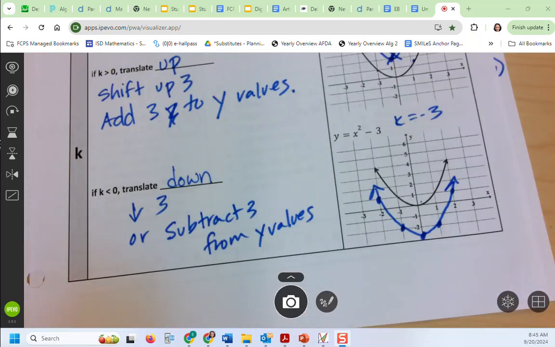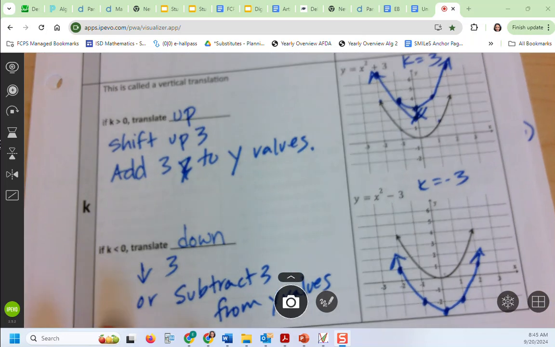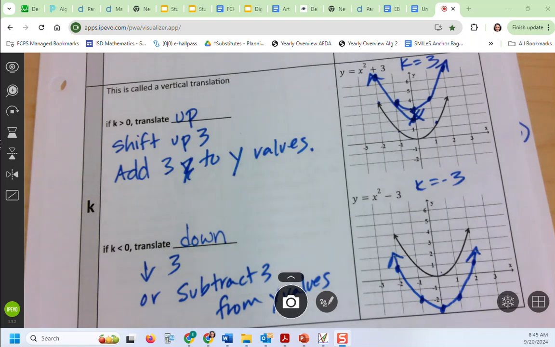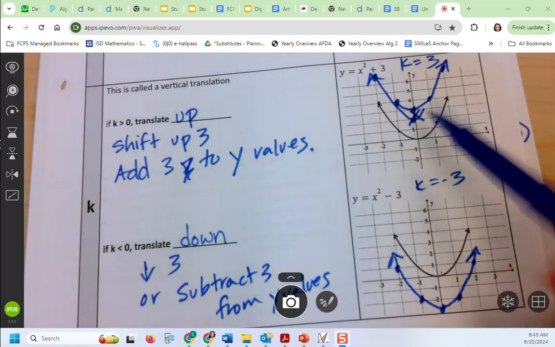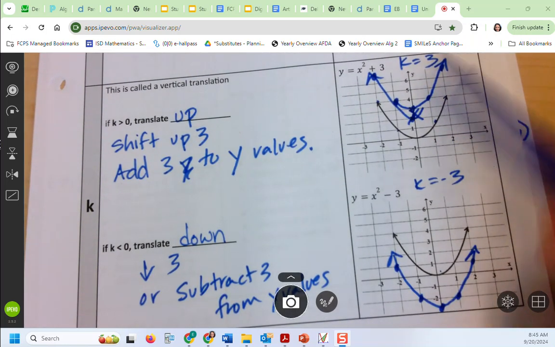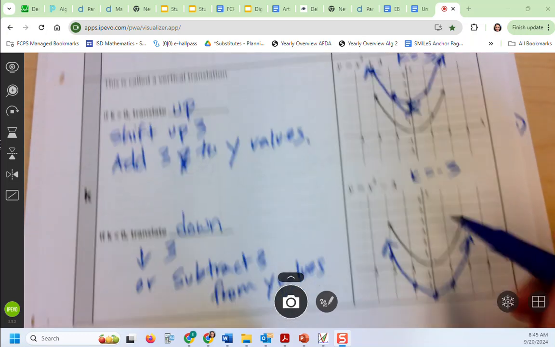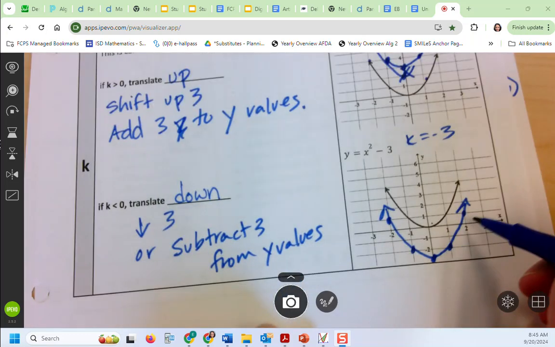Oops, I just realized that I didn't record any of that. I'm just going to say it real quick because I forgot to record it. The k of 3 shifted all your points up 3. And then when your k was negative 3, all the points shifted down 3.